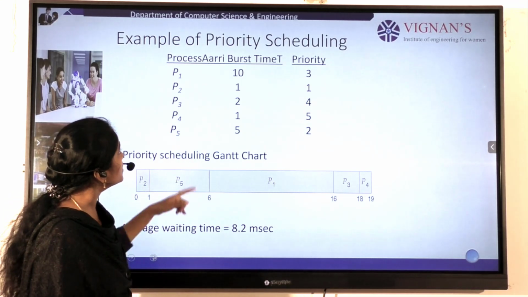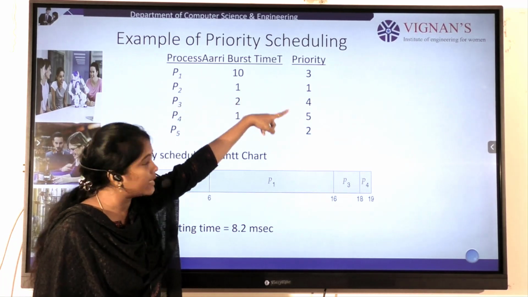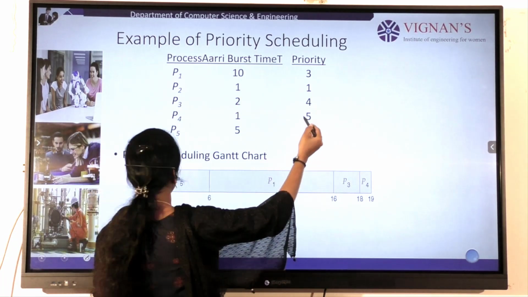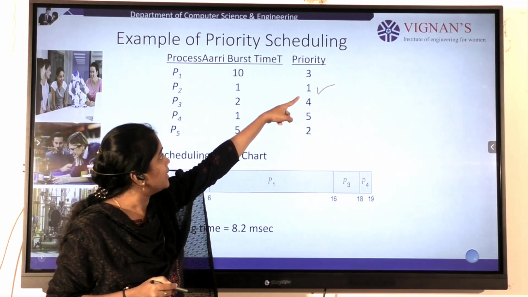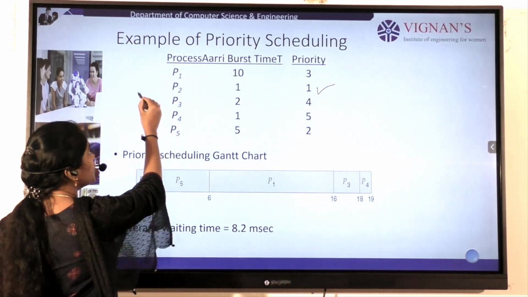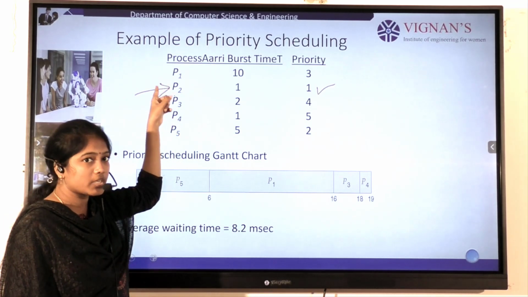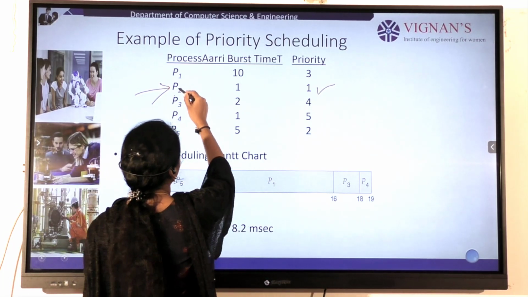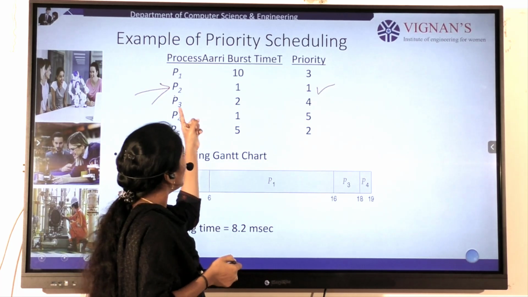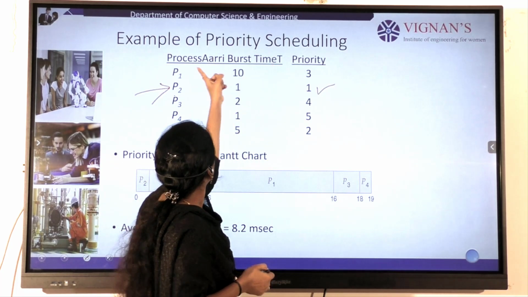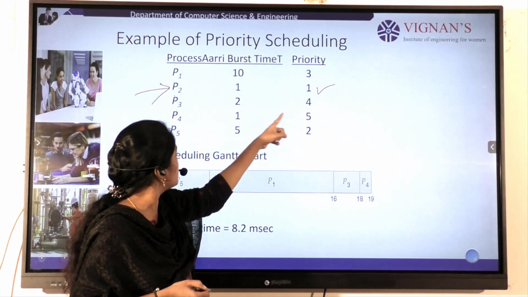In this priority scheduling example, we have 5 processes with burst times and their priorities. The smallest number is given as the highest priority to the process. So P2 has the highest priority, the next highest priority process is P5, the next is P1, the next is P3, and the next is P4.